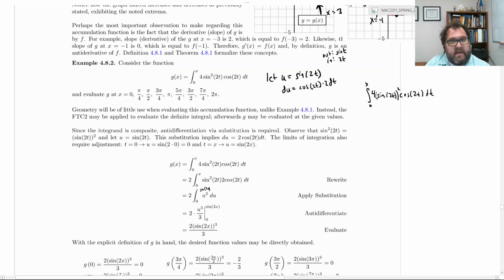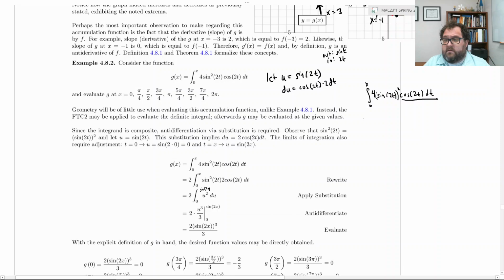Notice we almost have du exactly. We have cosine 2t dt. We need cosine 2t times 2 dt. But watch here. We have a 4. We can split that 4 into 2 times 2 and put the 2 we need over exactly where we need it. So let's do this.